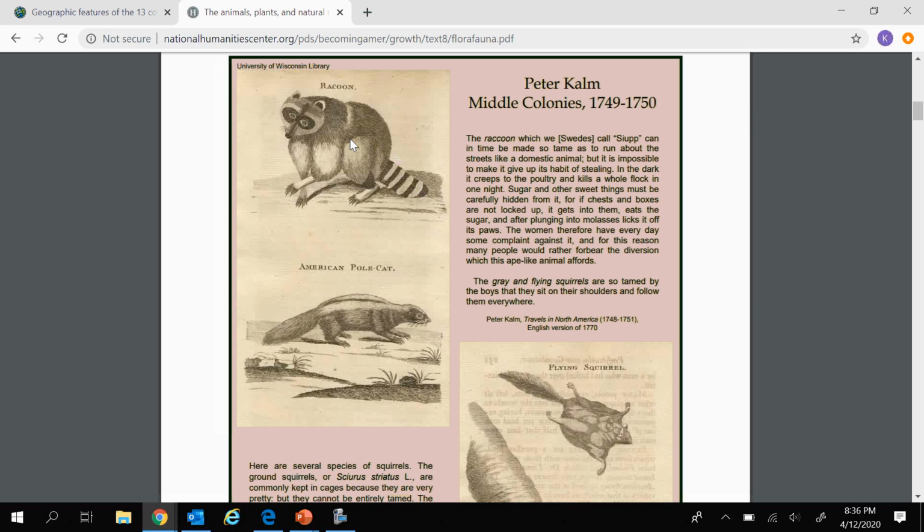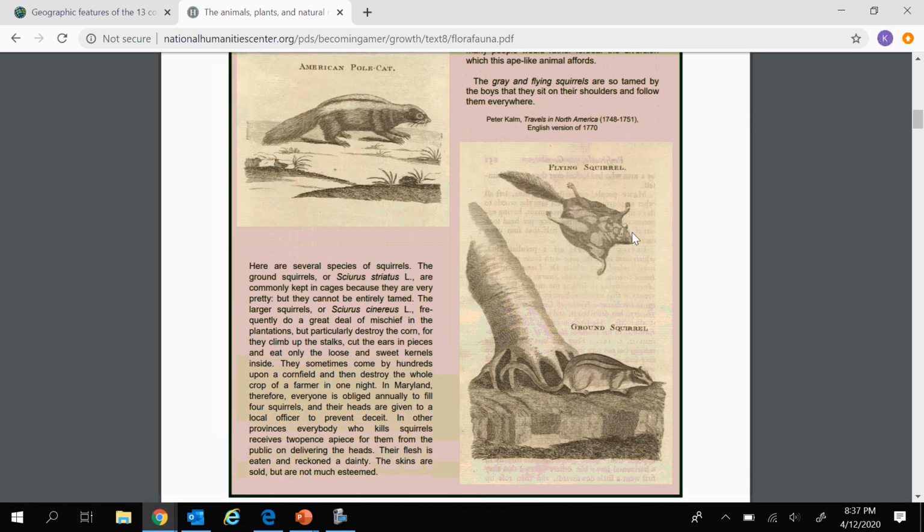So he said that they were mostly found in the dark, and they would run up to the streets almost like a domesticated animal, which means an animal that's kept as a pet, to take food. And here we have the American polecat, which we know as a skunk now, and two different types of squirrels, a flying squirrel and a ground squirrel.